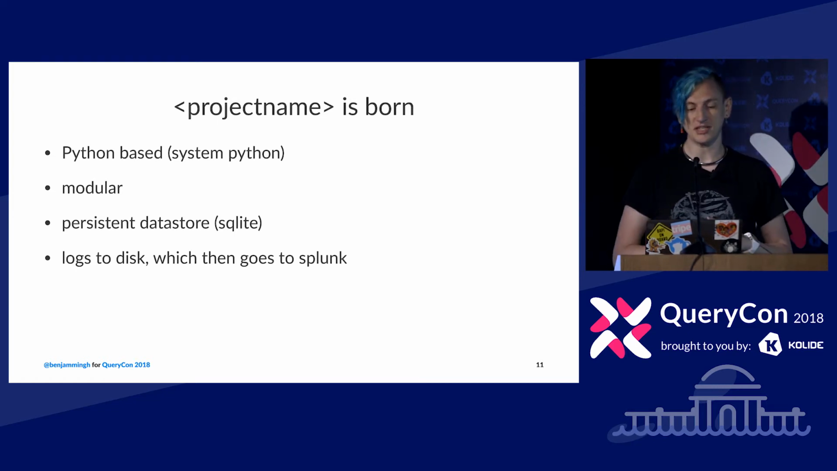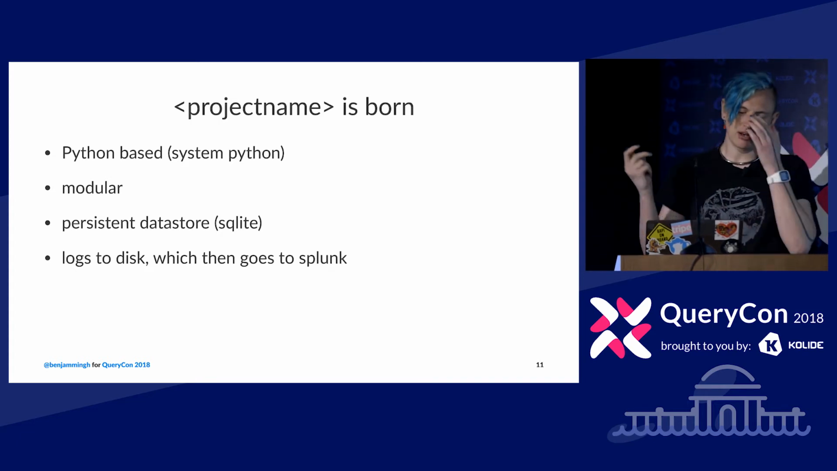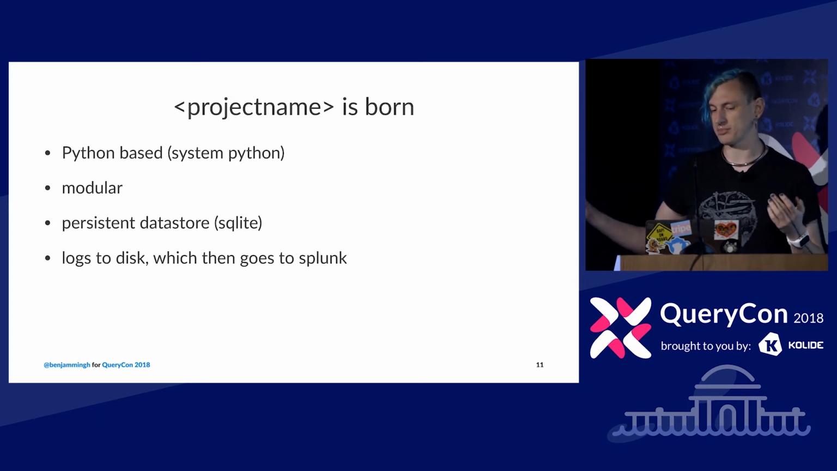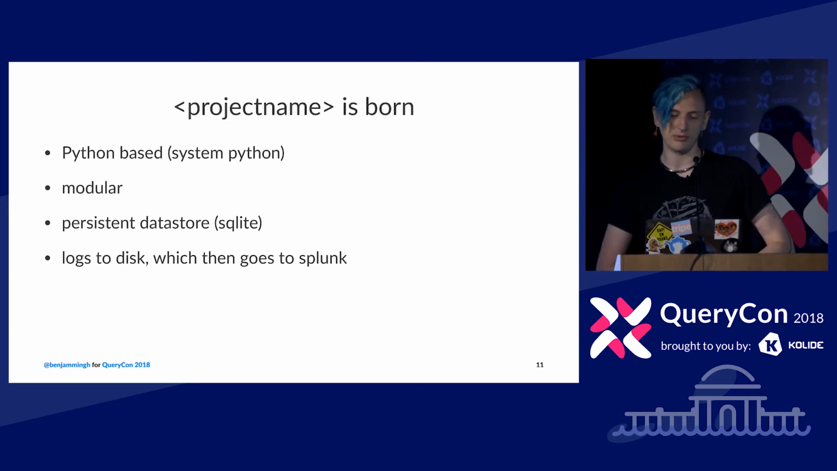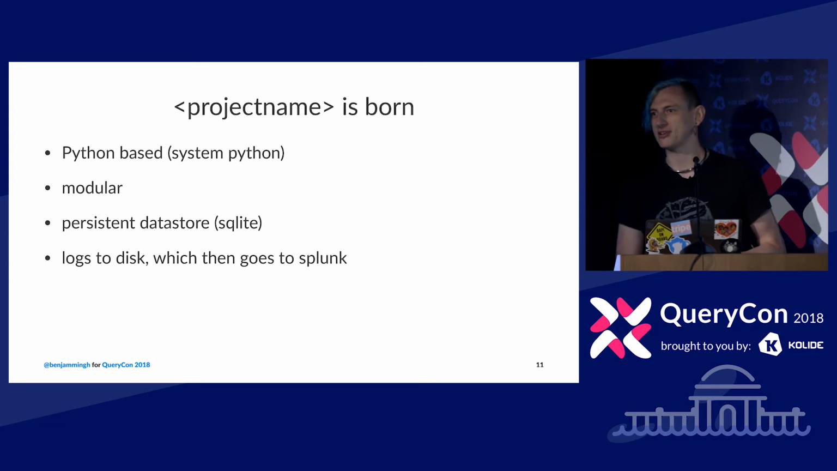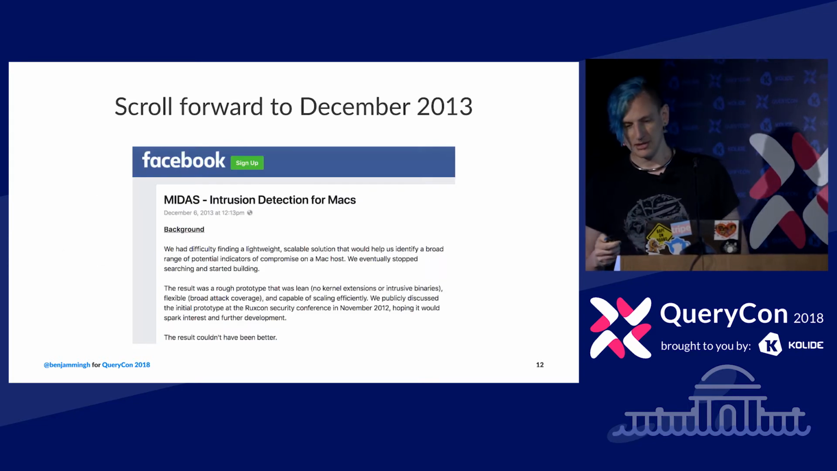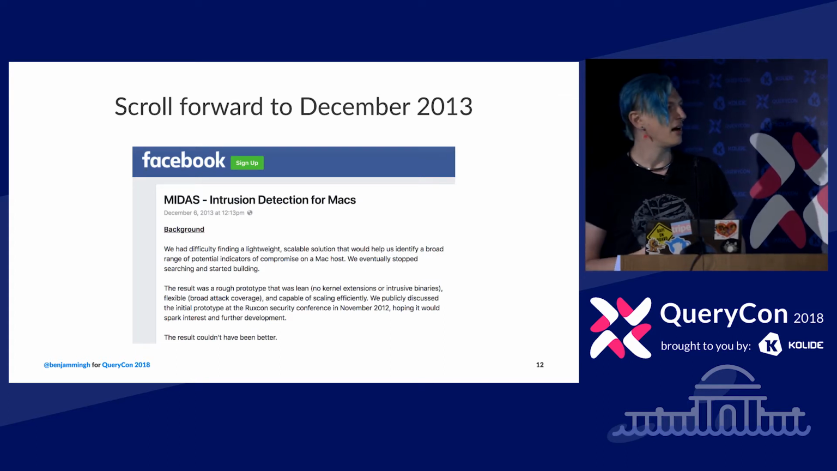Modular, which makes sense. A persistence data store, SQLite, more from them later. And it wrote to disk, which then went off to Splunk because it was pre-IPO startup times, and we were just setting fire to money and all that kind of stuff at ETSU. But as it progressed, we got some really cool capabilities out of it, and it was actually pretty good. And then time passes a bit.